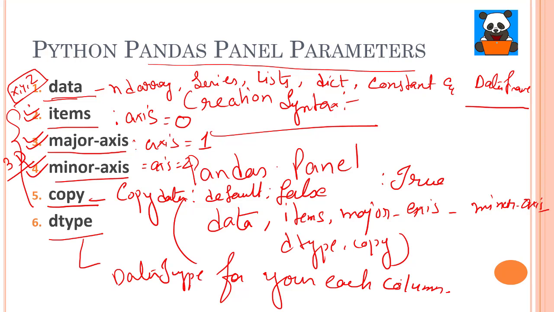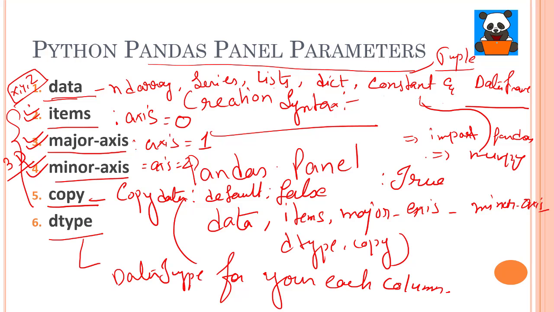Three things are important to always remember: which axis values you want. If you want the x axis, go with items. If you want axis 1, go with the major axis. If you want axis 2, go with the minor axis. For that, the main thing is we have to import pandas as well as numpy, because we use series, list, dictionary, constant, data frame, and you can use tuple as well. Whenever we use this type of combination, we need numpy to create it.